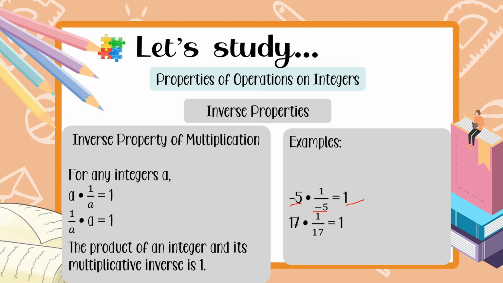Another example, we have 17 times 1 over 17 is equal to 1. So, 17, the multiplicative inverse is 1 over 17. The next example, we have 1 over negative 35 times negative 35 is equal to 1. So, the multiplicative inverse of 1 over negative 35 is negative 35. And the product is 1.